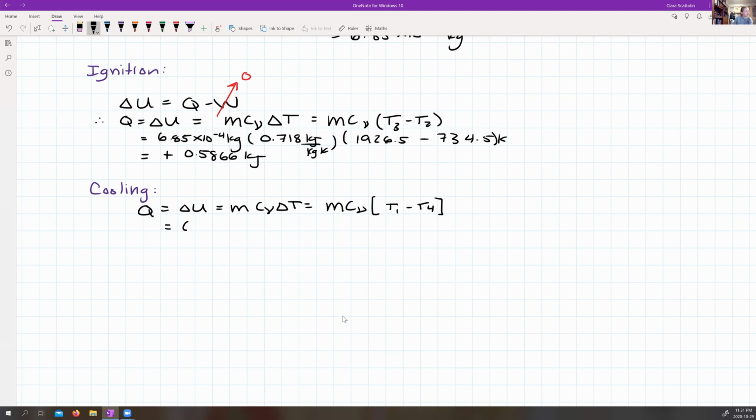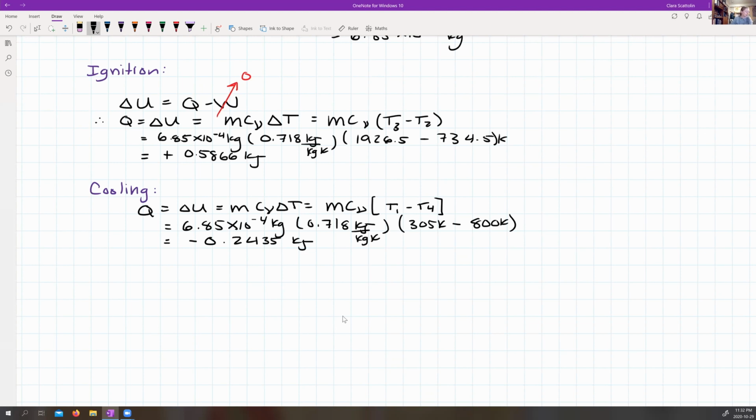And I have all of these values. So 6.85 times 10 to the minus 4 kilograms and 0.718 kilojoules per kilogram Kelvin. And then my delta T, 305 Kelvin minus 800 Kelvin, which will give me a Q of minus 0.2435 kilojoules, which is what I would expect.